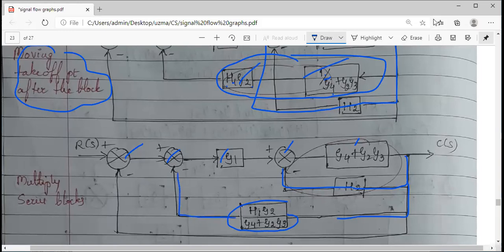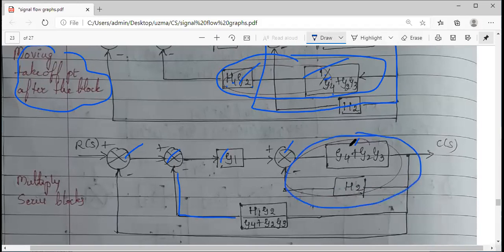Now further, till this point we have used shifting of the takeoff point before or after the block, series blocks to be multiplied, and parallel blocks to be added. So these are the rules we are using, and one more rule which we use frequently is eliminating the feedback loop. These are the 4 rules we are using. Next, which rule can I apply?